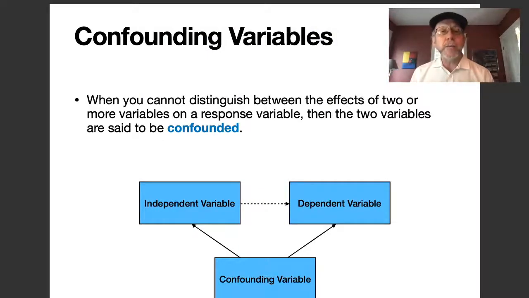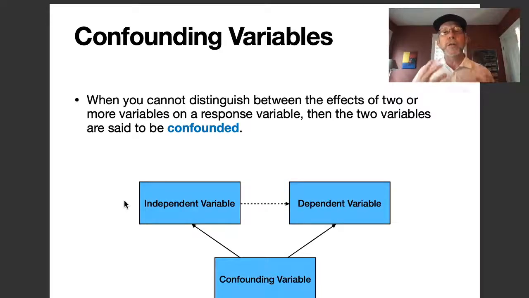When you can't distinguish between the effects of two or more variables on a response variable, then you say that those two variables are confounded. So if you weren't sure whether it was age or shoe size that was actually causing the changes in reading ability, you might say that those two variables were confounded.